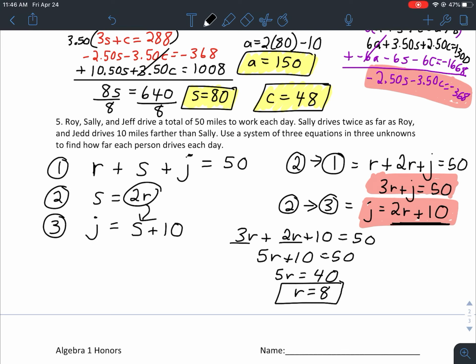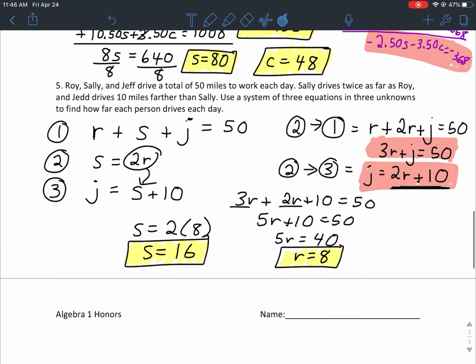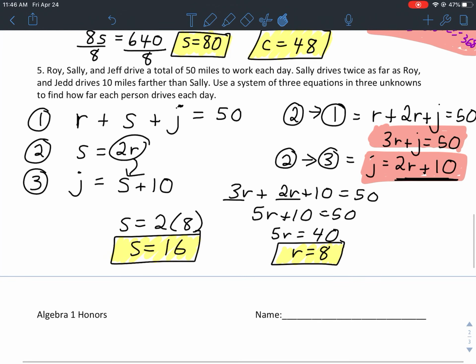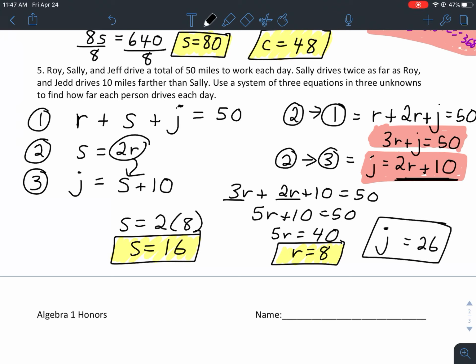So now to figure out what Sally drives, well, Sally equals 2 times R. We know that R is 8, so Sally must drive 16 miles to work each day. And we know that they drive a total of 50 miles. So if we think about this, 16 and 8 would be 24 miles. How many more miles do we need to get to 50? We would need 26. So that means that Jeff drives 26 miles to work each day.